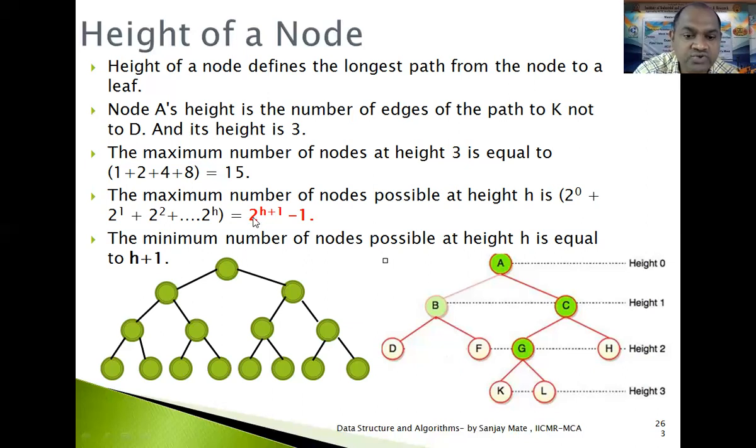So the formula is 2 raised to h plus 1, minus 1. Using this, we can get how many maximum nodes you can have in a tree having height h. The minimum number of nodes possible at height h is h plus 1. So that is the minimum, and this is the maximum. Using these two formulas, if we know the height, we can get the maximum and minimum number of nodes in that particular binary tree.